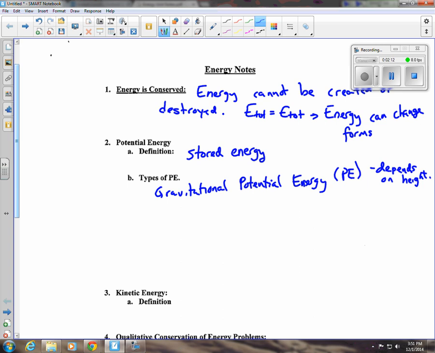As I lift something higher and higher and higher, I'm giving it more potential energy, and then if I drop it, the higher the height I drop it from, the more kinetic energy it's going to gain as it falls, the more work it can do when it hits the ground.